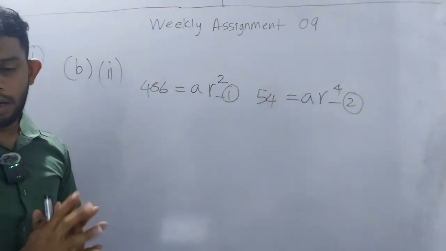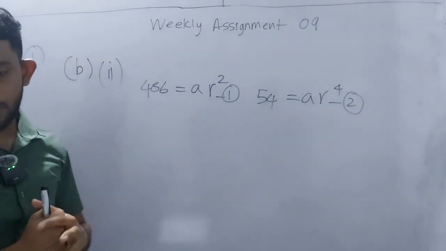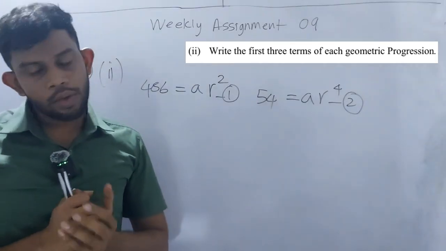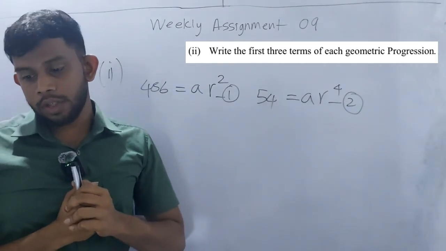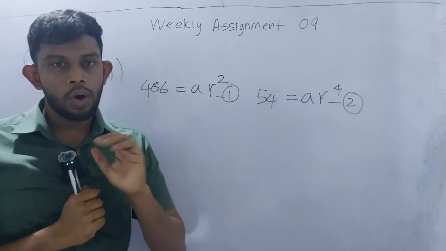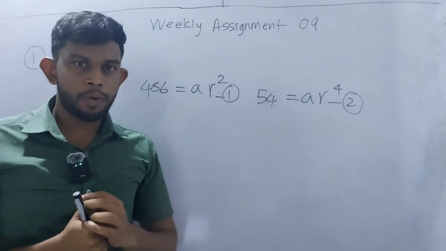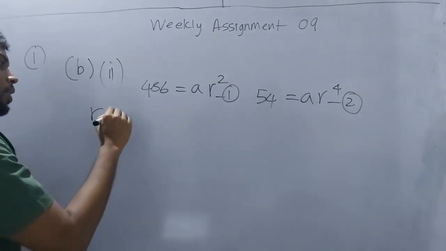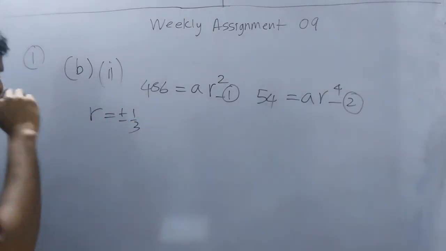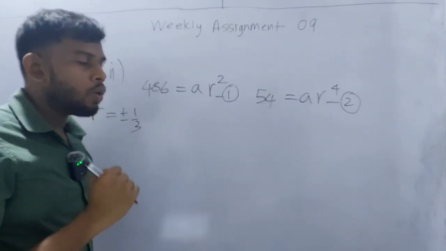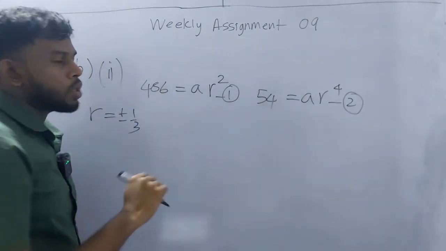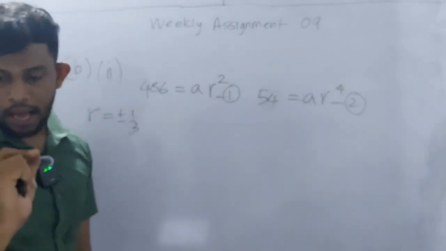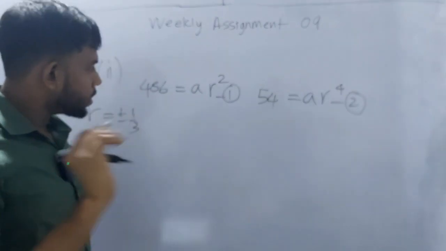Now we are discussing first question B, Roman number 2. In that one, they are asking you to write the first three terms of each of the geometric progressions. So in Roman number 1, we proved there are two geometric progressions. How? We found two values for r, that is plus or minus 1 over 3. With this, we concluded there will be two geometric progressions. So these are the two simultaneous equations we formed in Roman number 1. Now in this question, they are asking you to write the first three terms.